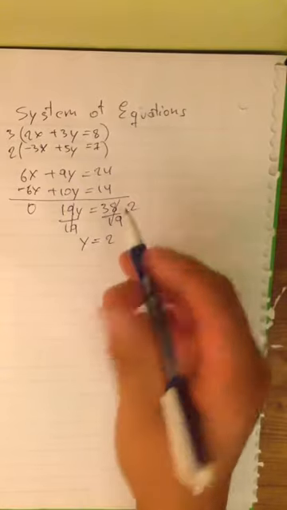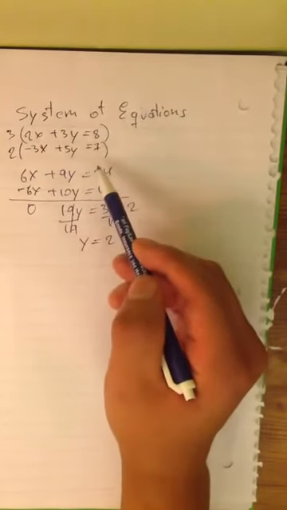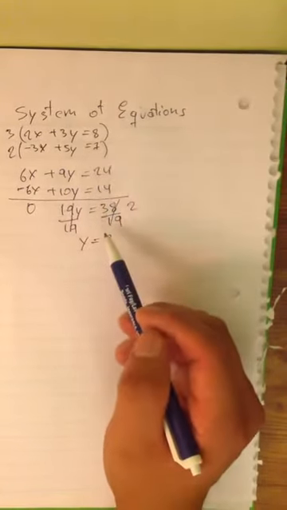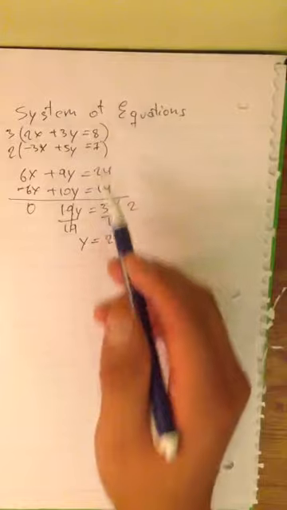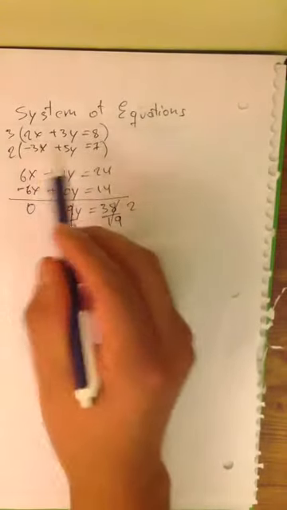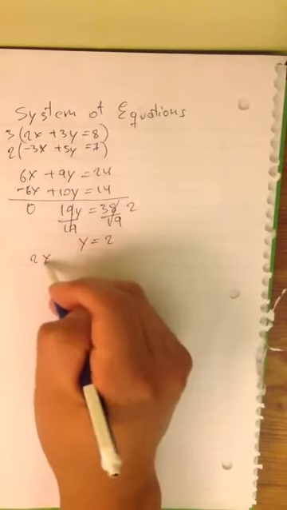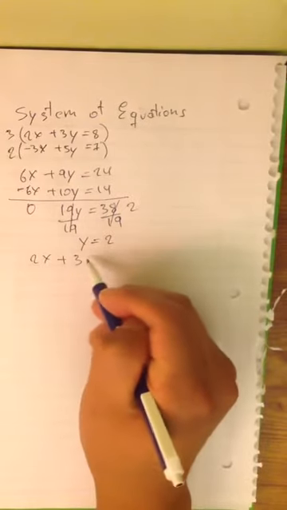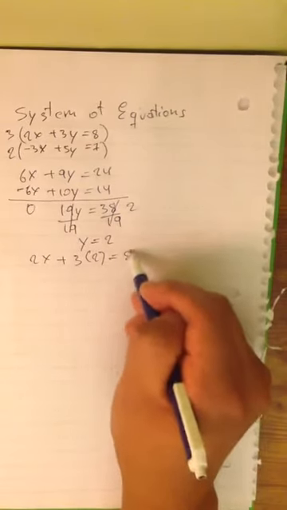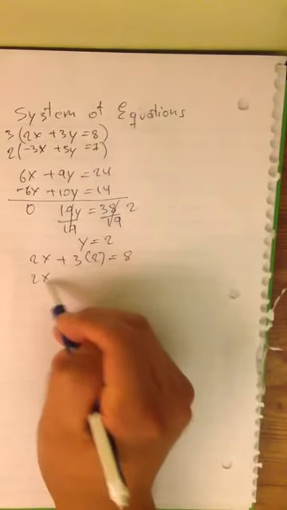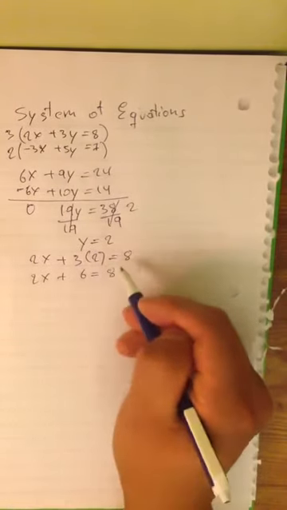So now that we found the value of y, we can solve for x. And we can pick any equation to solve for x. So I'm going to pick the equation on top because it's easier to do substitution and it has all positive signs. So okay, let's do that. 2x plus 3 times y, and y is 2, right? So I'm just going to replace that. The 8 is still 8. So solving for x, now 3 times 2 is 6, and it equals 8.